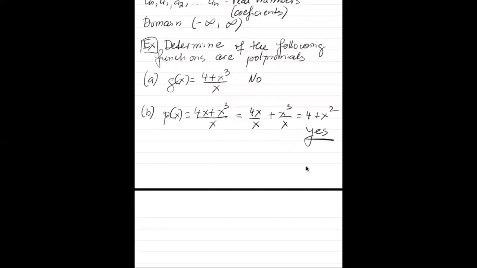If you try to expand, divide by x here, 4 over x plus x to the third over x. So that's 4 over x plus x squared. So this is the reason why it's not a polynomial. You have x in the denominator, which makes it rational.